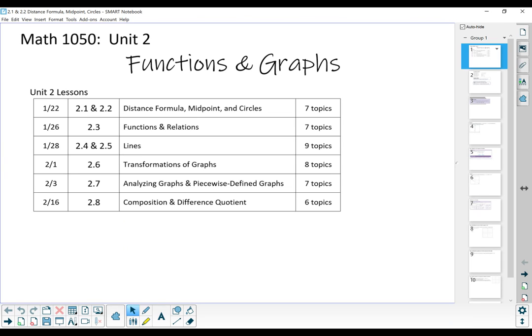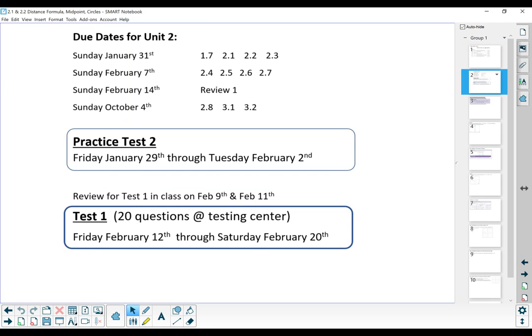Here's a schedule for Unit 2 lessons and due dates for Unit 2. Coming up soon is a practice test, January 29th through February 2nd. And in the near future, midterm test 1.